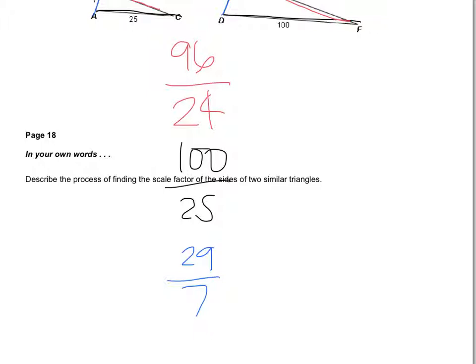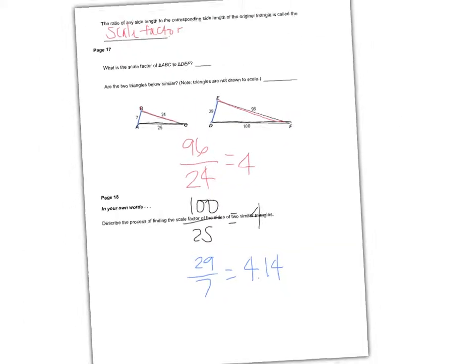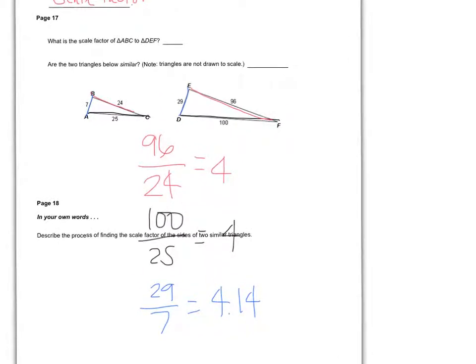Okay, so my job is to figure out if these are proportional. Well, if they're proportional, when I divide, I should get the same number every time. 96 divided by 24 is 4. 100 divided by 25 is 4, so far I'm good. 29 divided by 7 is going to be 4.14. That's different, so no, they're not proportional. They're not similar.